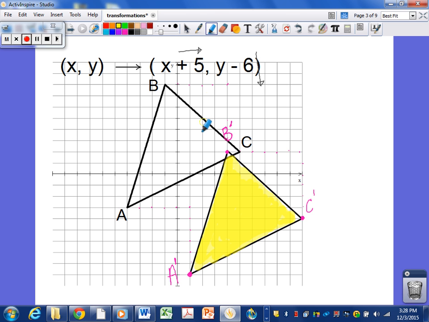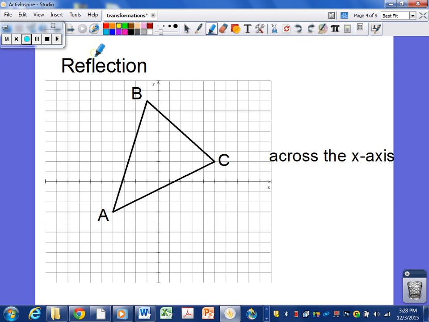Okay, so that's a translation under a rule. The x thing moves it left or right, the y thing moves it up or down. So let's talk about some reflections. There are 3 different, usually, lines of reflection. There are vertical reflections, which have horizontal lines of reflection.